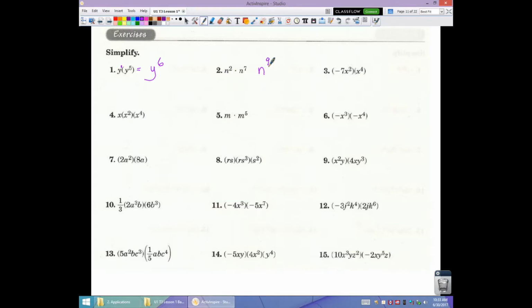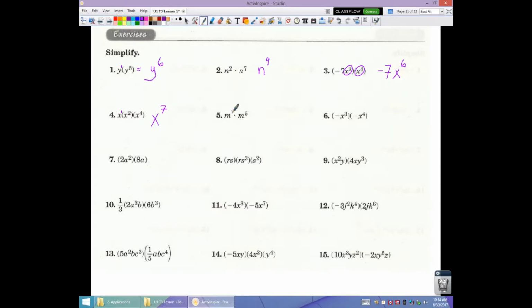Number 3, now there's a coefficient in front of the x squared. That doesn't bother us. We just leave the negative 7 right where it is, and we use our product of powers rule to multiply x squared times x to the 4th. Adding those exponents, that's x to the 6th. Number 4, I have 3 powers multiplied. Remember, this is x to the 1st. I just add all 3 exponents. 1 plus 2 plus 4 is 7. So this is x to the 7th.